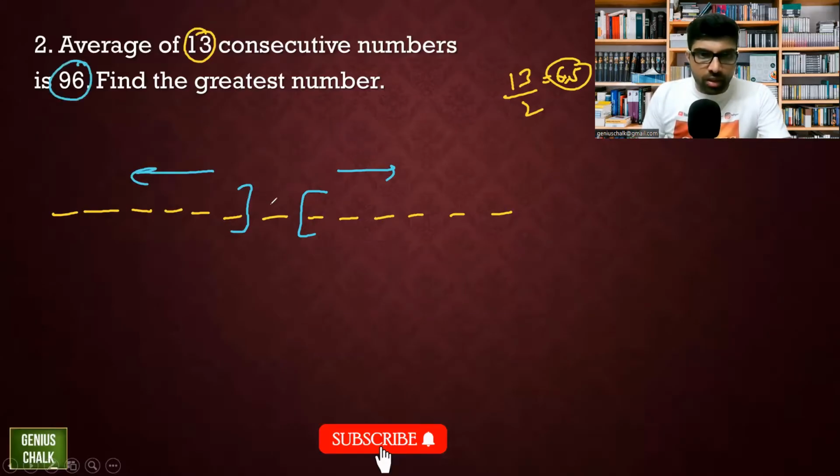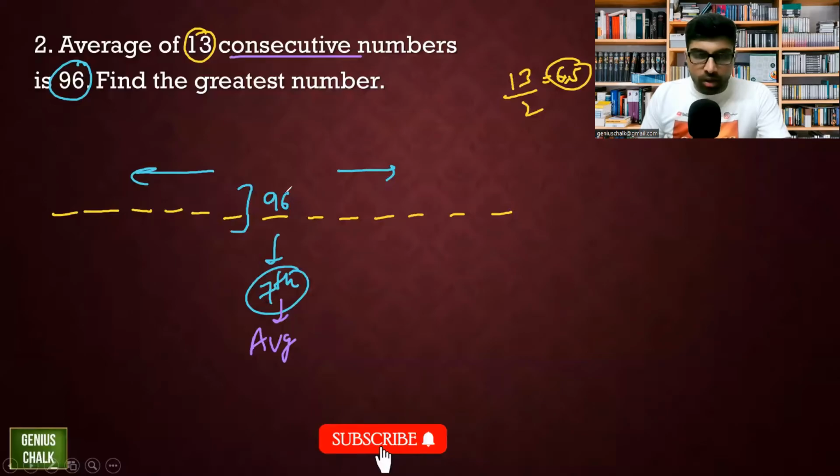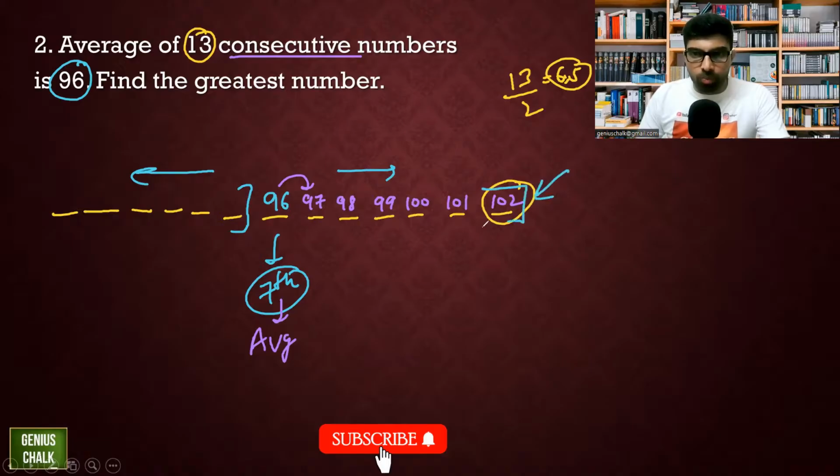What is the average, guys? It is 96. That means the 7th observation is 96, and obviously this 7th observation is my average as well. Now if all the numbers are consecutive, can you write like this? If the 7th observation is 96, all are consecutive. Next must be 97, 98, then 99, 100, 101 and 102. So this is my direct answer. The highest number is asked, that is 102. I hope this is clear.